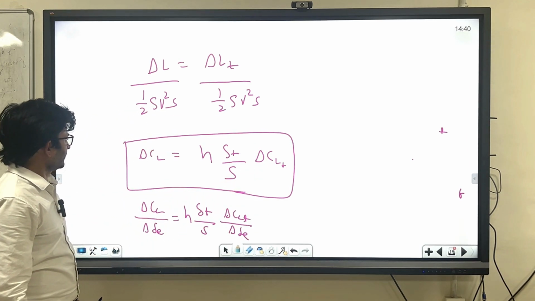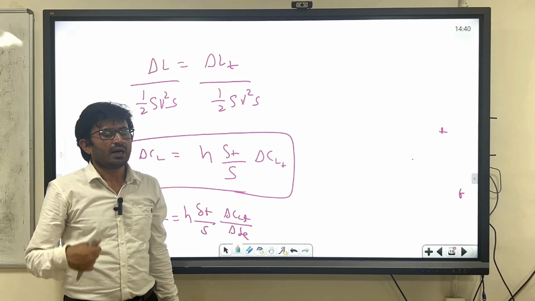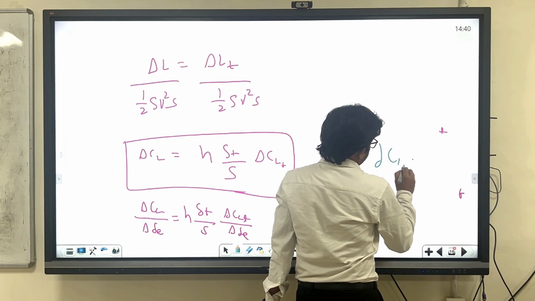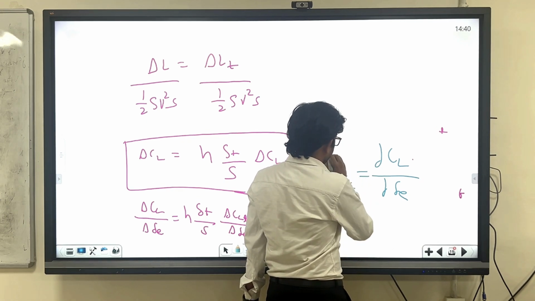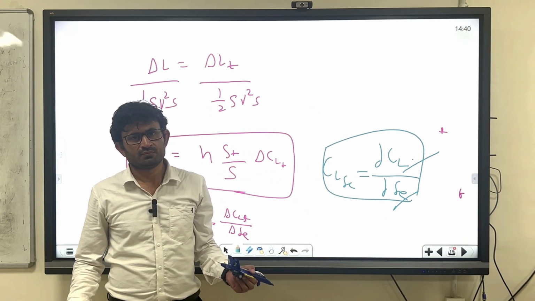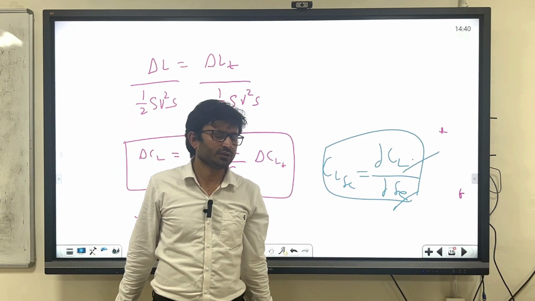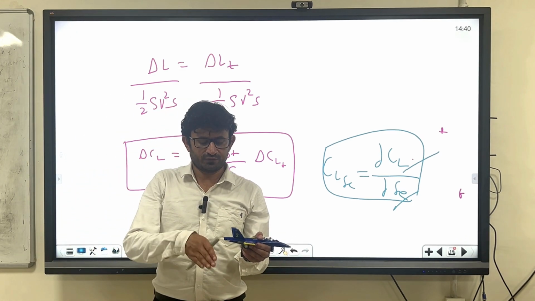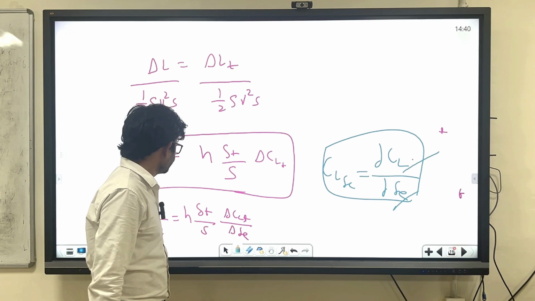You divide by delta E because I want to find CL delta E. Dou CL by dou delta E is CL delta E only, right? So if you change the elevator, how the CL is changing, that is nothing but this CL delta E. It will give the sensitivity of the elevator: if you deflect the elevator, how fast or how slow you are changing the CL.